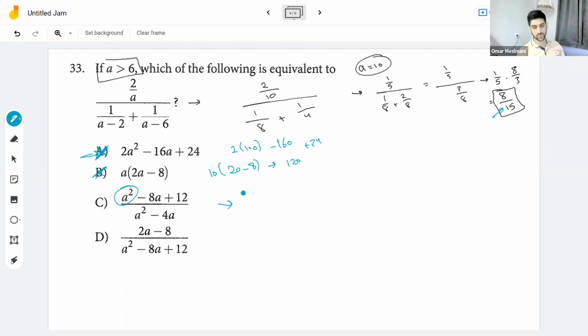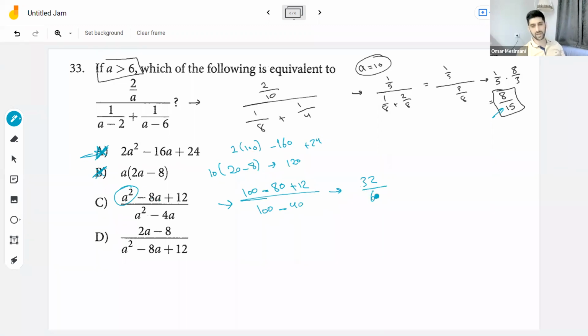A squared, 10 squared, it's 100. Minus 8 times 10, it's an 80, plus 12, over 10 squared, it's 100, minus 80. All right, 100 minus 80, it's a 20. 20 plus 12 is going to be 32. 32 over what? 32 over 60.